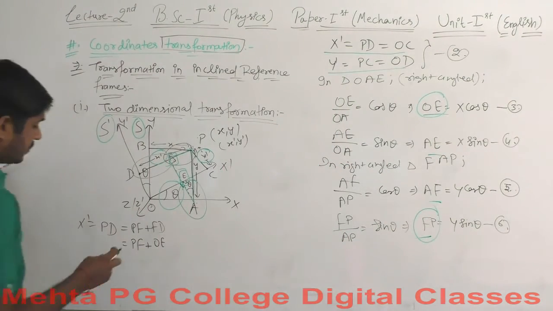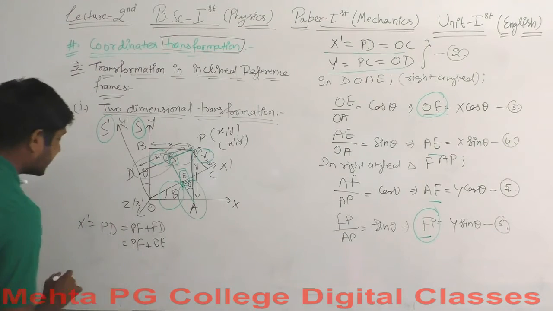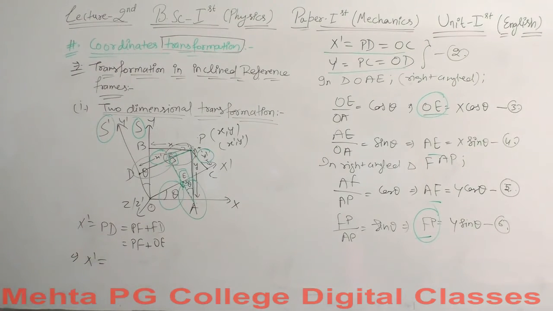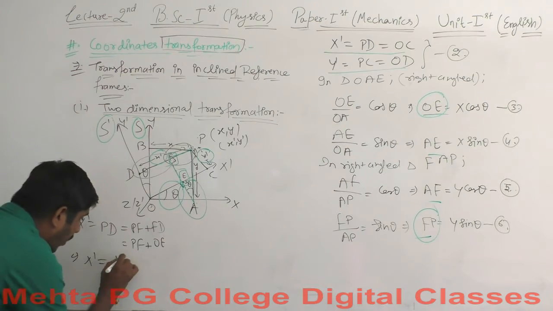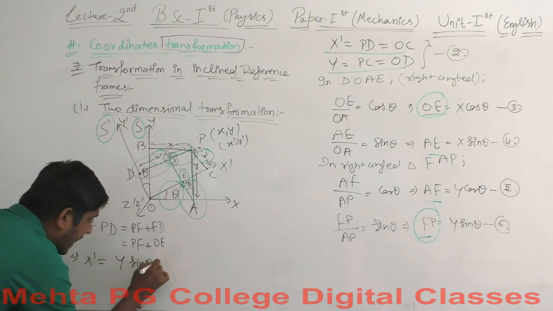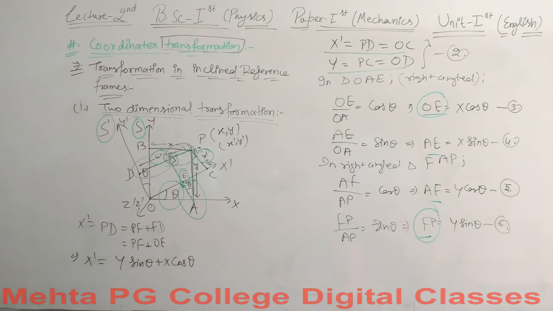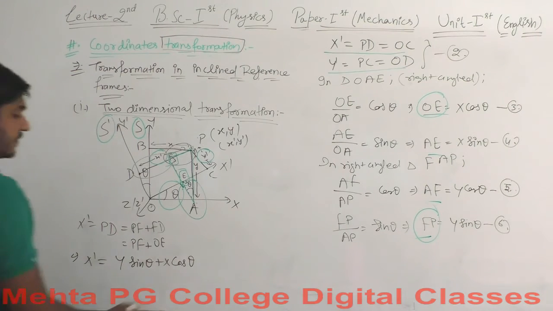So what would be the value of x dash? The value of x dash will be equal to PF, which is y sine of theta, and OE is equal to x cos of theta. So y sine of theta plus x cos of theta. Let's say this is equation 7.